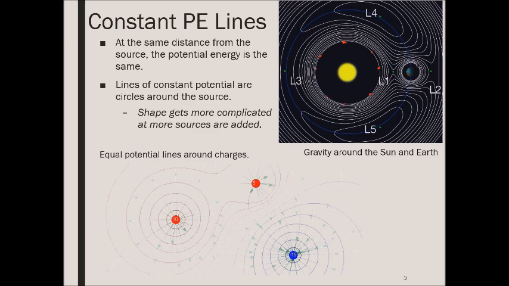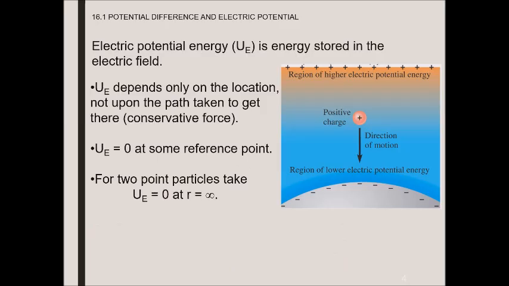The same is true for the electric field, in that we can draw circles where, if we put a point charge, it would have the same energy all the way around. So the shape gets more complicated the more objects we add to our system, but for a single object, it's just a sphere.